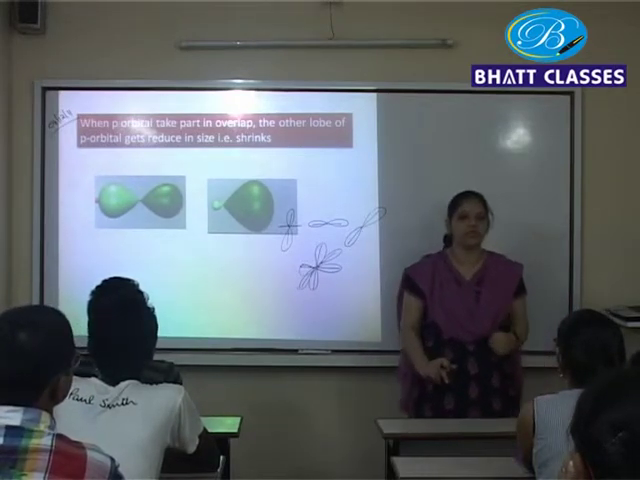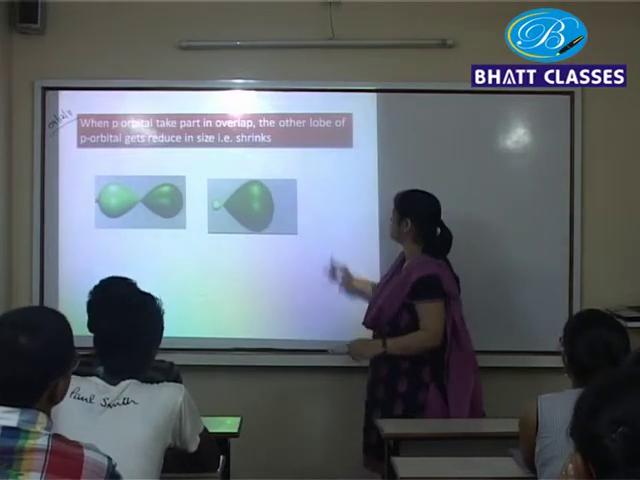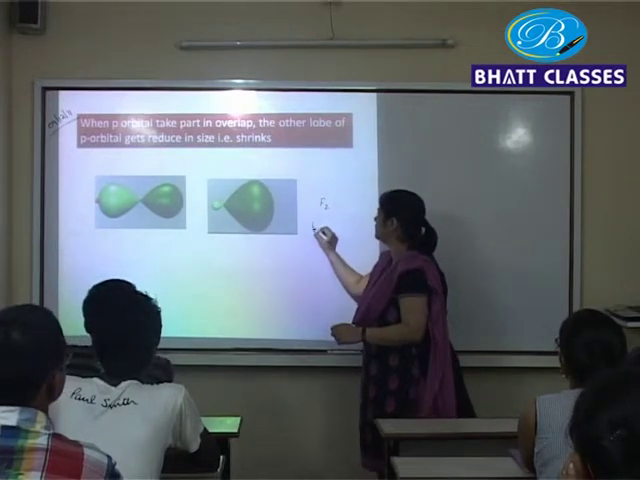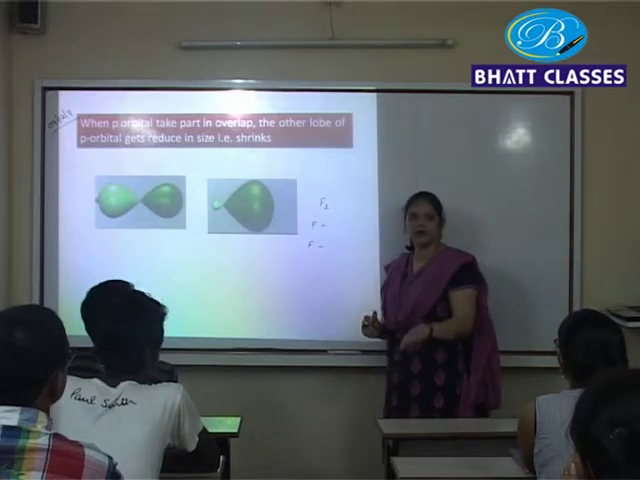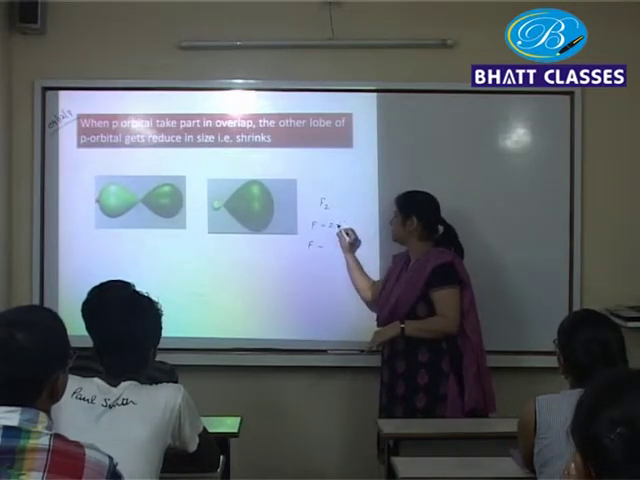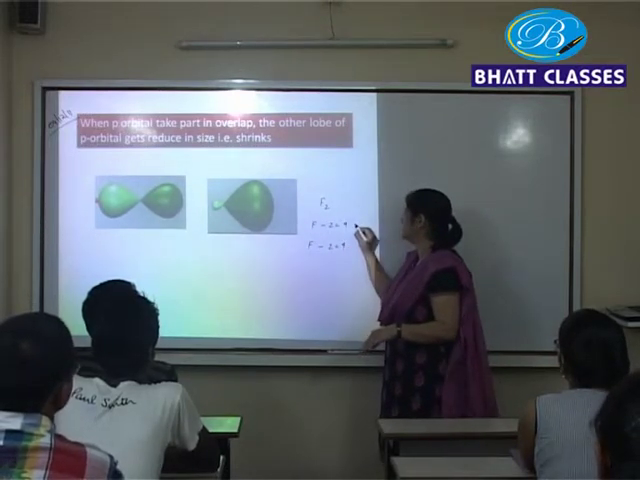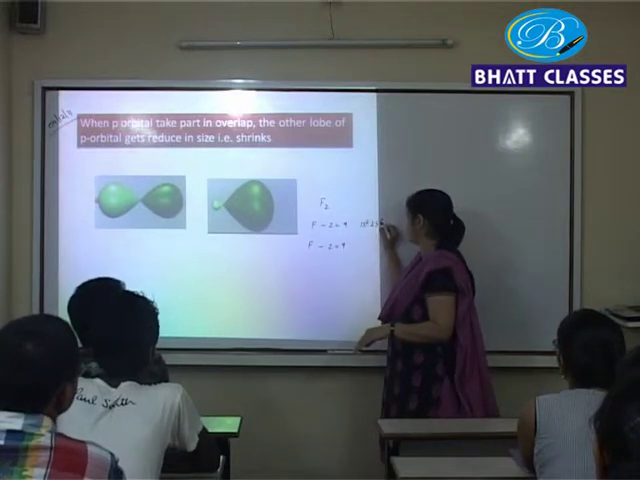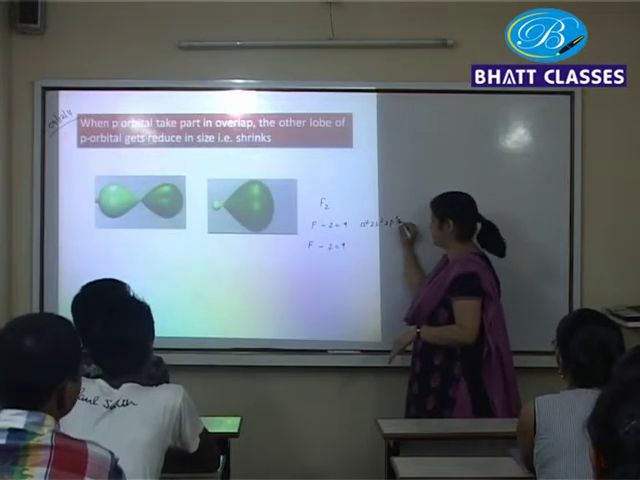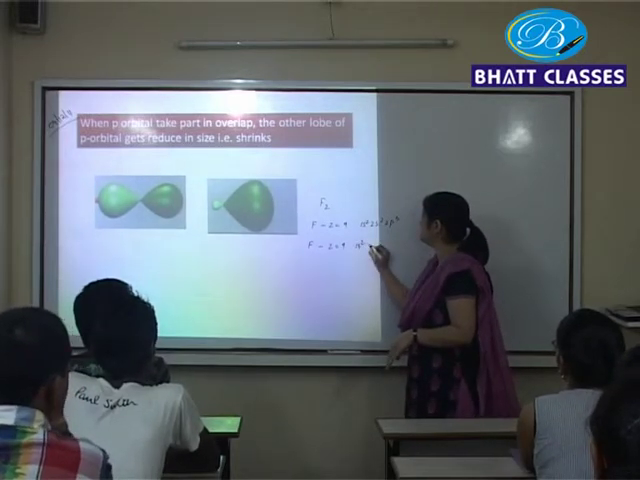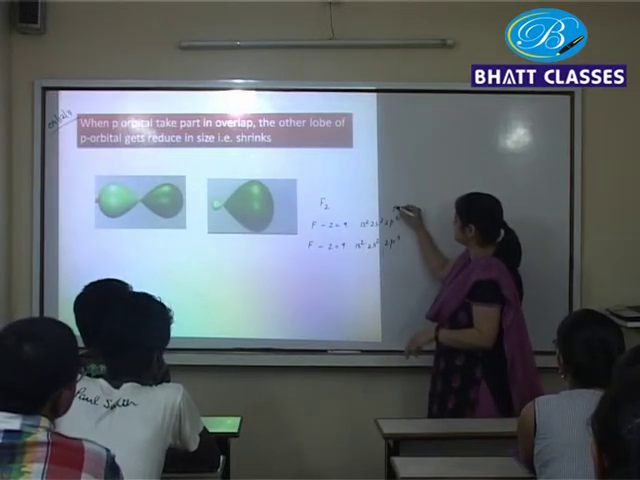Example, formation of F2 molecule, when two F atoms overlap or take part in a covalent bond. Atomic number 9. Electronic configuration 1s2, 2s2, 2p5. I can write this in this way also.